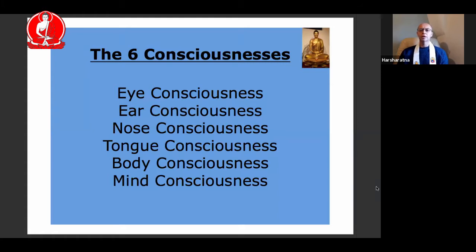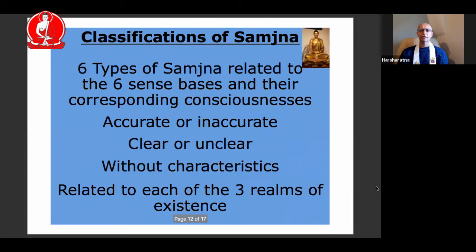And then last week we looked at Samjna, or perception. So we saw that there were six types of Samjna relating to the six sense spaces and their consciousnesses. We saw that Samjna can be accurate or inaccurate, clear or unclear, without characteristics, and related to each of the three realms of existence. So this brings us nicely on to Vedana.